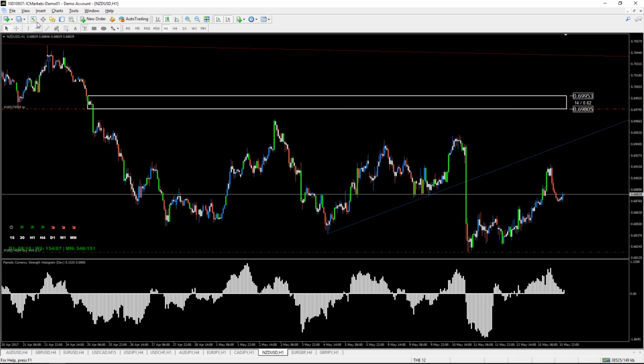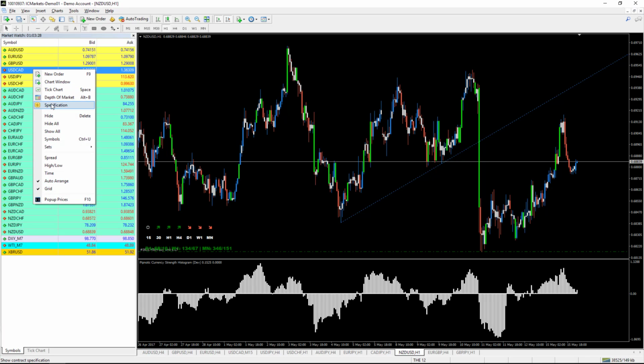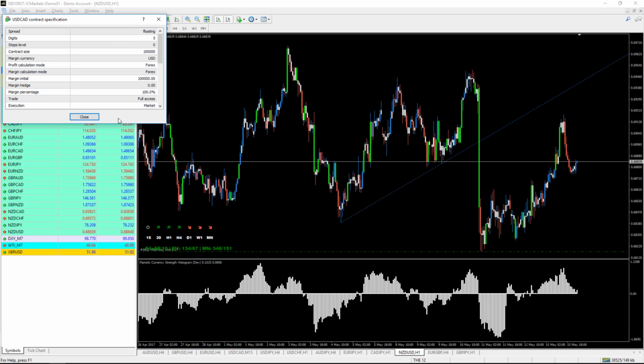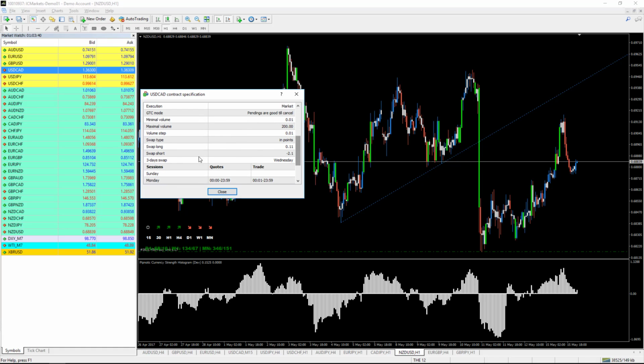That's a good question. Okay, if we go to the symbol here, if you right click on any symbol and you go to specification, it'll bring up a little box that looks like this, and in this box it'll show you all of the specifications regarding that symbol. And if you scroll down a little bit, there is something here that says swap long and swap short. And swap long means that you'll be paying 11 cents per lot every day to hold the trade, and you'll be earning 11 cents per lot.